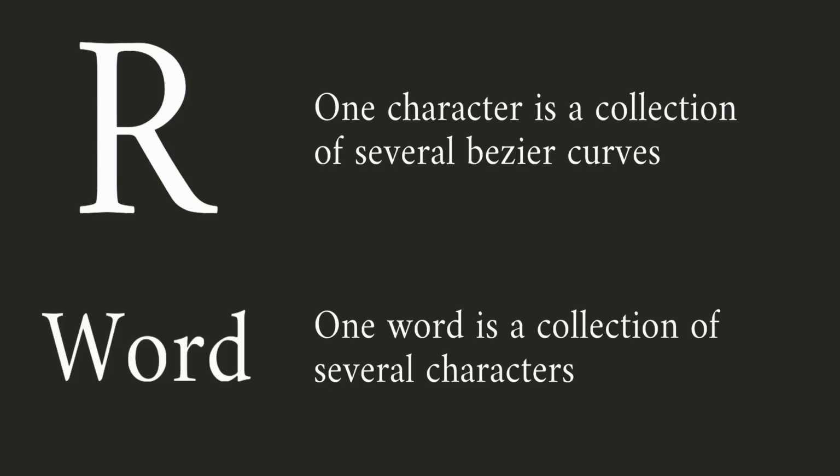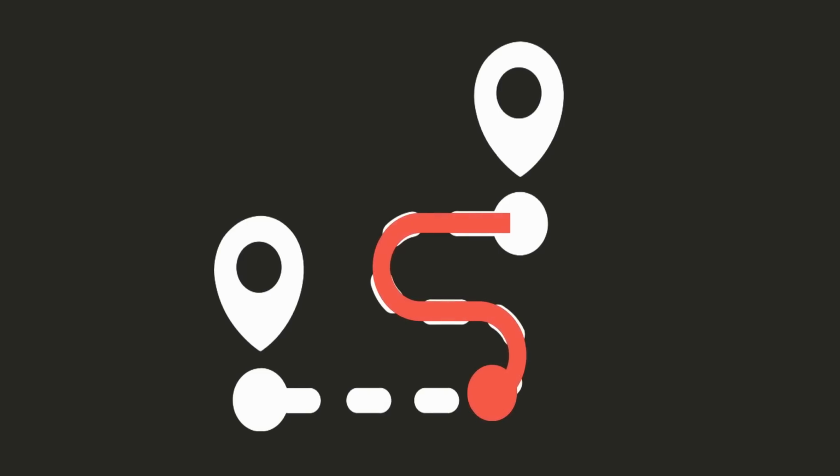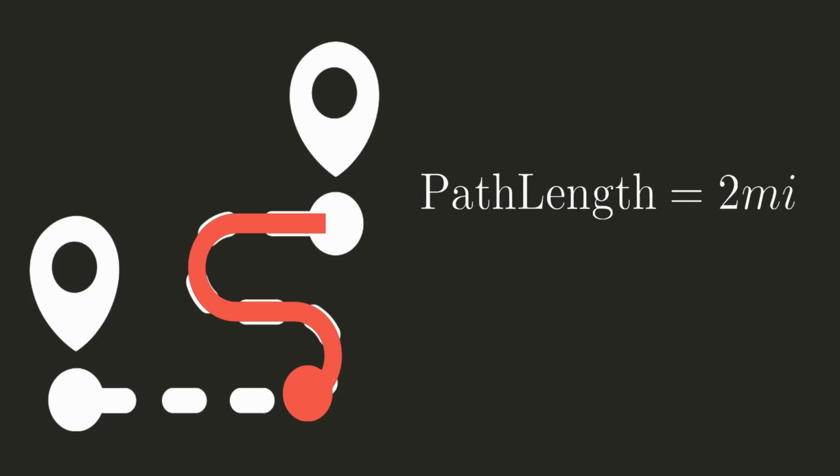We'll start with a character. The question we want to answer is, given a t-value of something like 0.5, how much of the character do we draw? And the answer is surprisingly simple. Let's think of a collection of Bezier curves as a path, which is the typical nomenclature for this concept. If you're walking on a path and I asked you to walk to 50% of the path, you would easily be able to do that. Even though the path may have several winding curves, you know how to find the 50% marker. You just take how long the total path is, let's say it's 2 miles, and walk half of that distance. So the 50% marker would be at 1 mile.